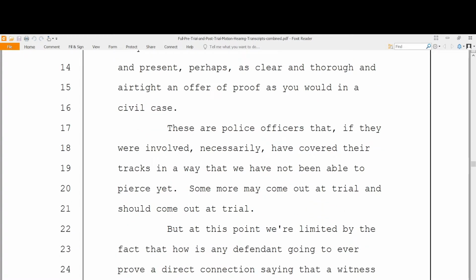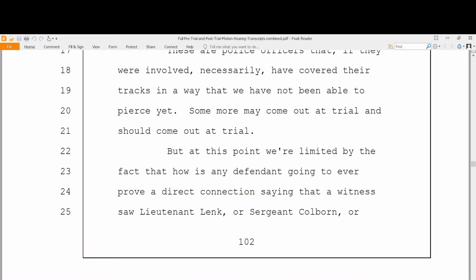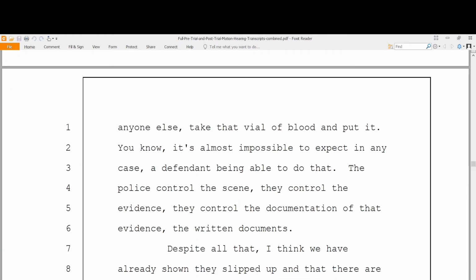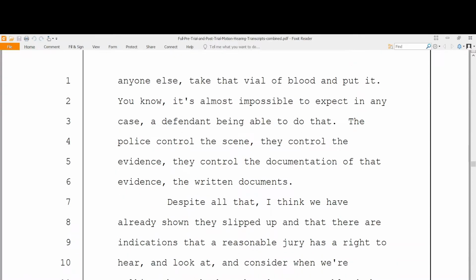These are police officers that, if they were involved, necessarily have covered their tracks in a way that we have not been able to pierce yet. Some more of that may come out at trial and should come out at trial. But at this point, we're limited by the fact that this defendant was never going to prove a direct connection, a witness saying they saw Lieutenant Lenk or Sergeant Colborn or anyone else take that vial of blood and put it there. It's almost impossible to expect in any case a defendant being able to do that. The police control the scene, they control the evidence, they control the documentation of that evidence, the written documents.